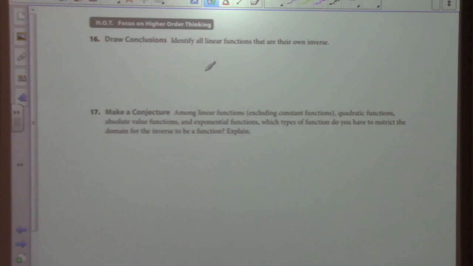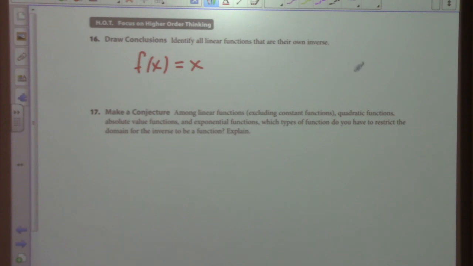Okay, 16, draw a conclusion. Identify all linear functions that are their own inverse. Is there a linear function you can think of that's its own inverse? What'd you say, Bryce? Wouldn't just x be its own inverse, correct? Okay, so Bryce says f of x equals x is the inverse of itself. Does that sound good?